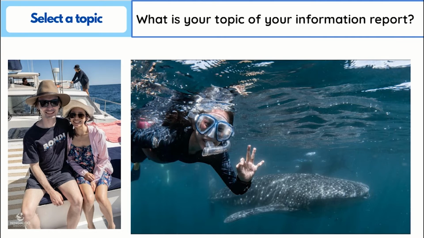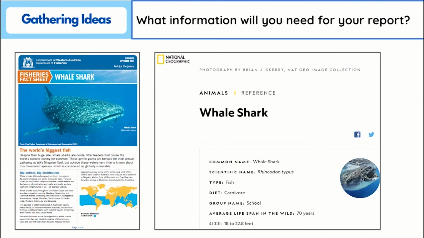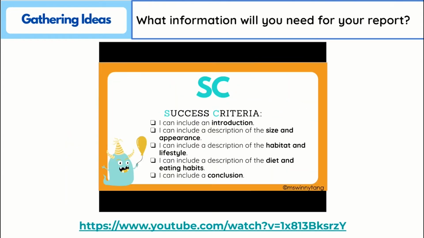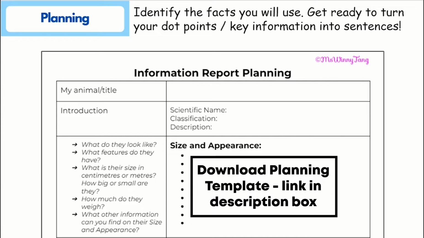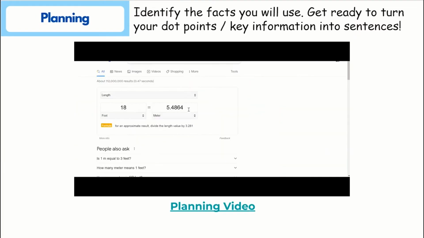I've chosen whale sharks because I got to swim with them in the holidays, and I have also gathered some information. So I've had a look at 3 websites. I've pulled out their information. If you'd like to have a look at how I gathered those, then I have a video there. I've also started planning as well for my paragraph by using a template. So this is what it ended up looking like after I pulled out some of the information. If you'd like to have a look at how I planned it, then there is a video there.